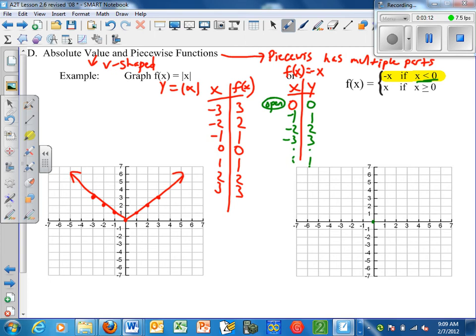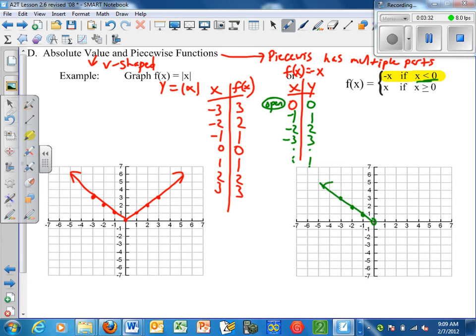So at 0, 0, we're right here. At negative 1, 1, we're there. At negative 2, we're up at 2. At negative 3, we're up at 3. Okay, and I said we had to draw an open circle, and we actually would do an open circle right here for this part.